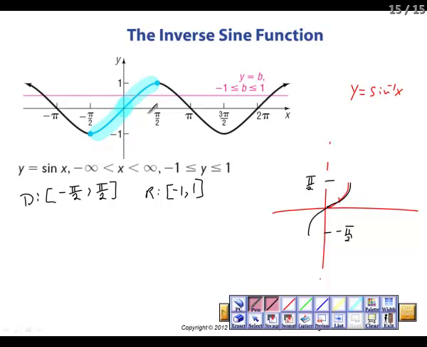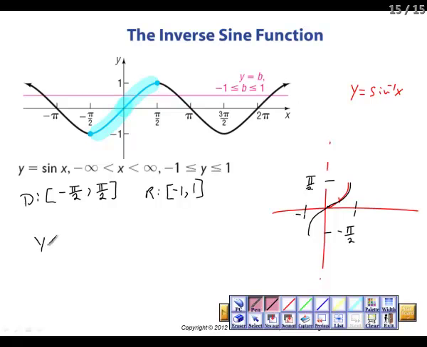And so what was on the x-axis, which is pi over 2 and negative pi over 2, is now on the y-axis. And so now this is for y equals inverse sine x. So now our y has the pi over 2 to negative pi over 2. And our range for y equals sine x is negative 1 to 1. So now for our inverse sine, that would be negative 1 to positive 1 for our domain for our inverse.